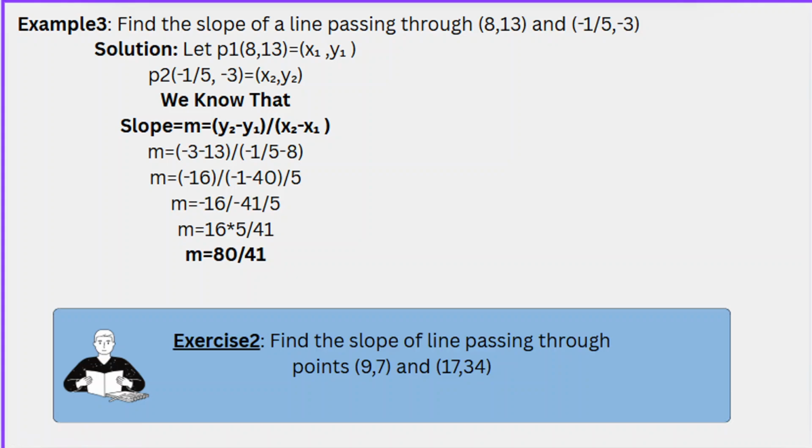Now again I have given an exercise for you. I hope you all calculate this and write its answer in the comments. In this case we are asked to find the slope of the line which is passing through the points (8, 7) and (13, 34).